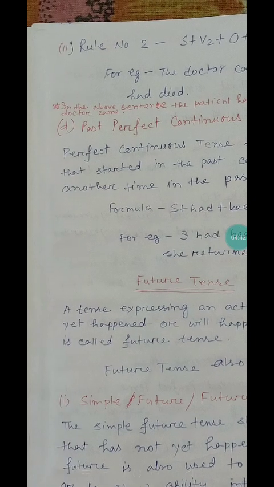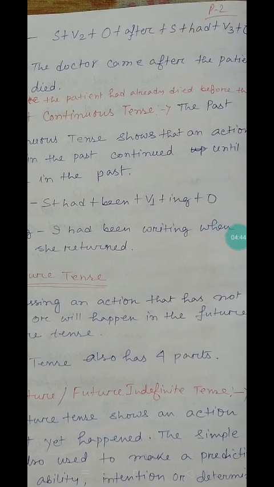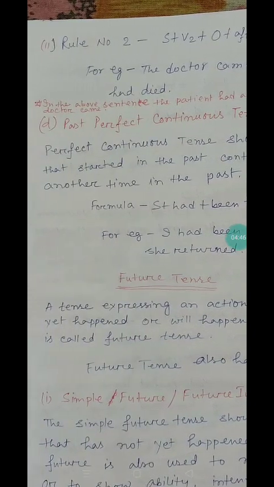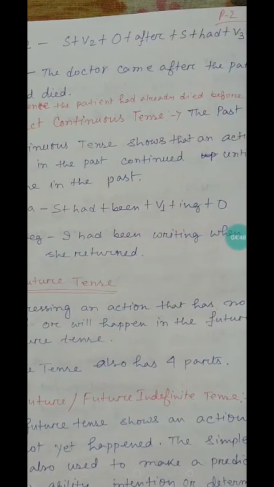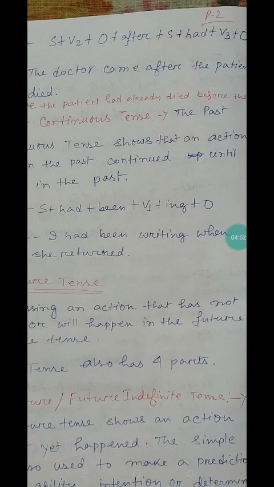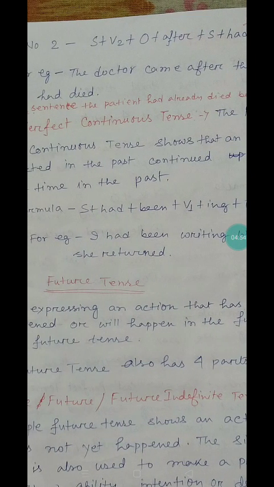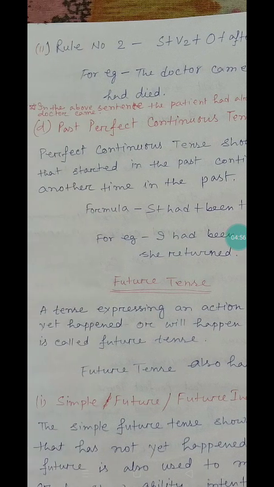In the above sentence, the patient had already died before the doctor came. Here before has not been mentioned, but we can see that the patient had already died before the doctor came. So that's why it is past perfect tense.